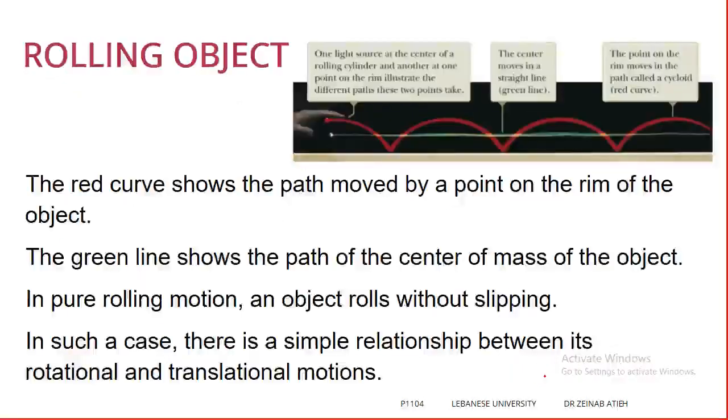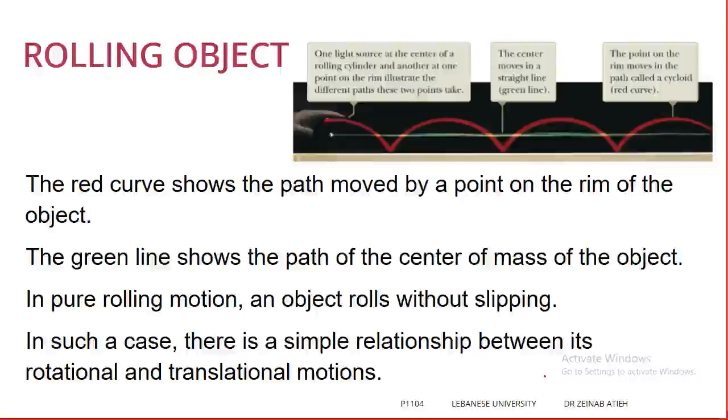Now let's talk about a rolling object, and this is the last topic in this chapter, which is a combination of translational and rotational motion. Here what do I have? I have a disc or a cylinder. This cylinder can roll, okay, without sliding. It can roll on the floor without sliding.